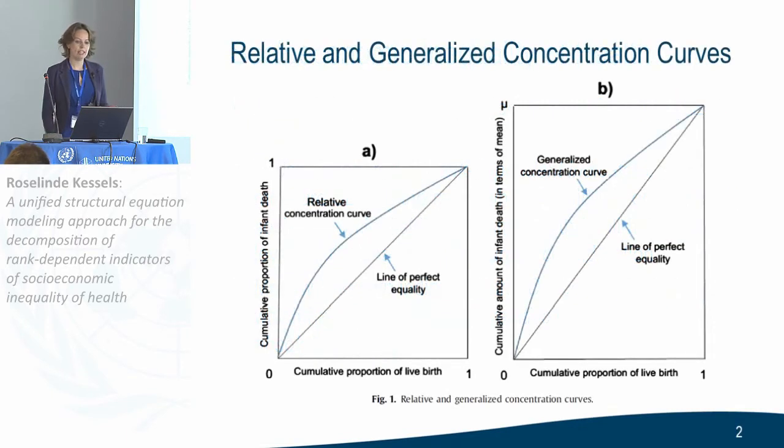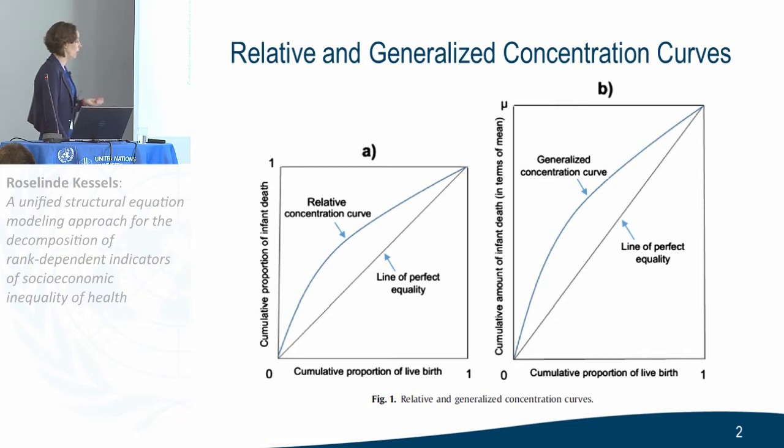These concentration indices can be graphically represented by means of concentration curves. On the left-hand side here, you see an example of a relative concentration curve, whereas on the right-hand side, you see an example of a generalized concentration curve. And the generalized concentration curve is linked with the relative concentration curve by multiplying the relative concentration curve with the mean level of the population health represented by mu.